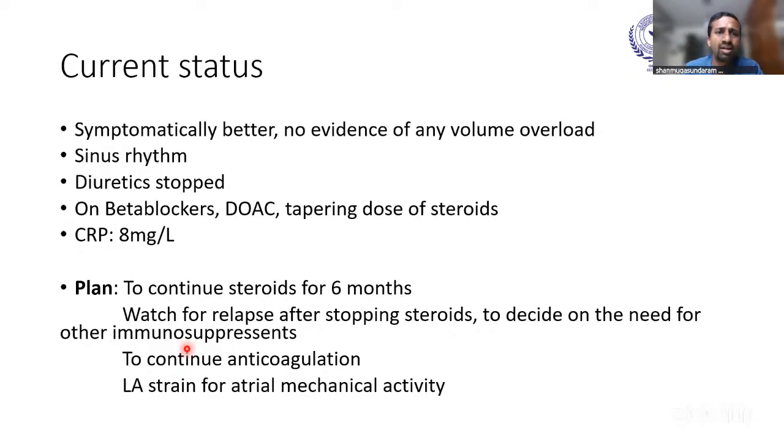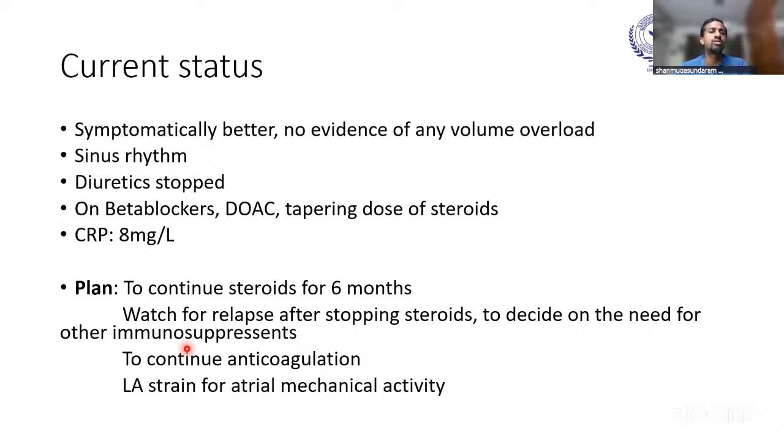So she's symptomatically better with no further evidence of volume overload. She's in sinus rhythm, no further episodes of AF. Diuretics could be stopped over a period of time, and she is on beta blockers, anticoagulants, and a tapering dose of steroids. CRP had come down from the 50s to 8.